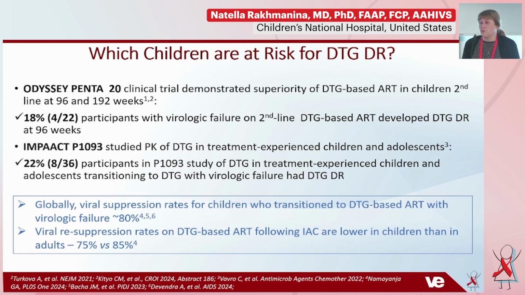And why is it important? Because globally, viral suppression rates for children who transition to DTG-based ART with viremia are about 80%, and we do know that viral resuppression on DTG-based ART following intense adherence counseling is lower in children compared to adults.